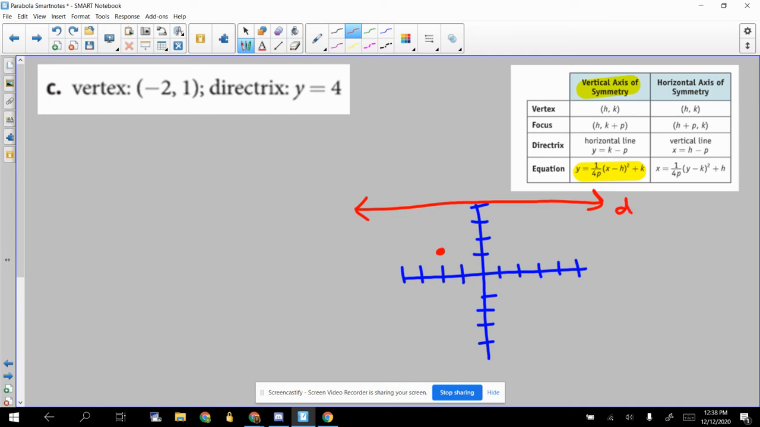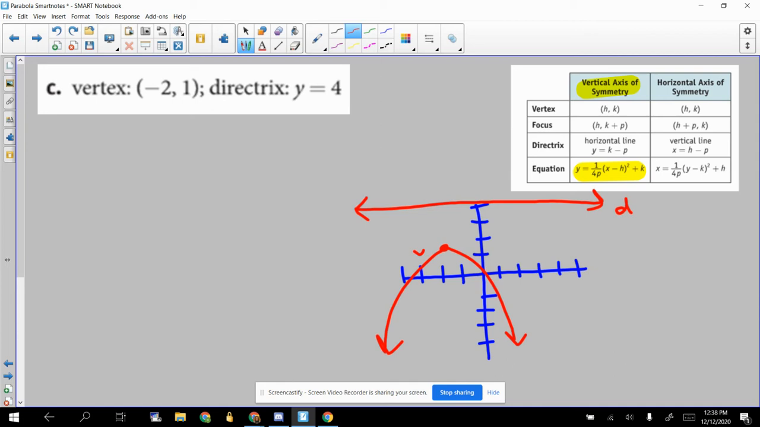Okay. So now if this is our vertex and that's our directrix, just like in the last one, we know that the parabola always opens towards the focus, but it always opens away from the directrix. So that's going to look like this here. We've got to open the opposite way of the directrix. Again, just a sketch, and you're good to go.